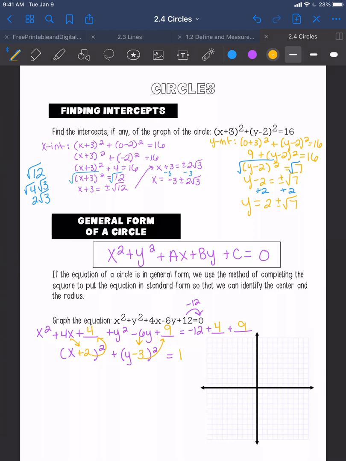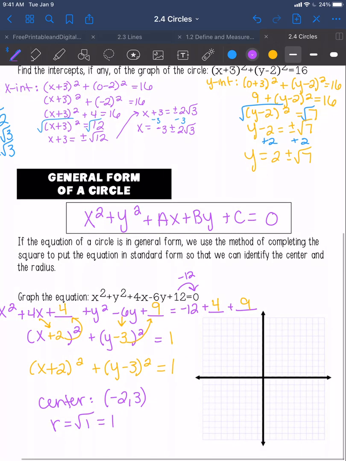So now I have 1 on the right-hand side. So to clean that up, we have x plus 2 quantity squared plus y minus 3 quantity squared equals 1, where our center is at negative 2, 3, and our radius is the square root of 1, which is 1.